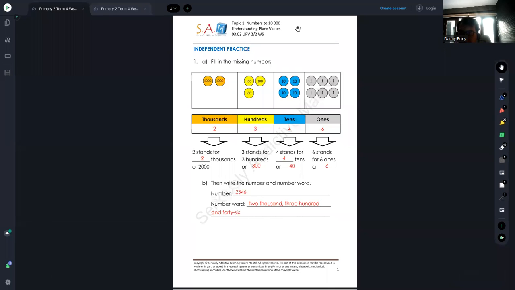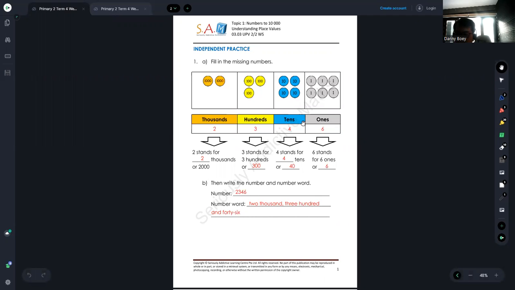Hello teachers, this is the instructional guide for primary 2 term 4 week 12. The last lesson of the term. So for this week there are 2 books, and then after that I'm going to give one term review practice paper for students as well.